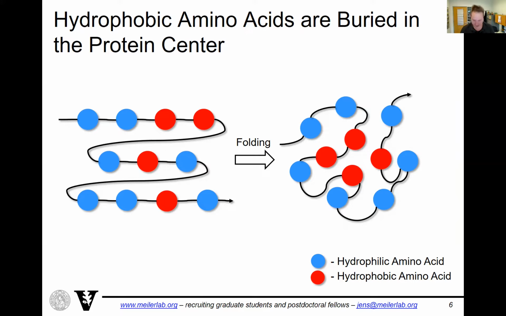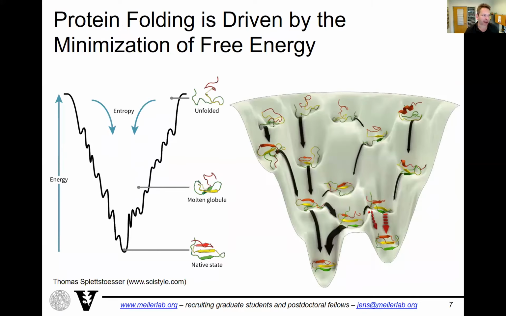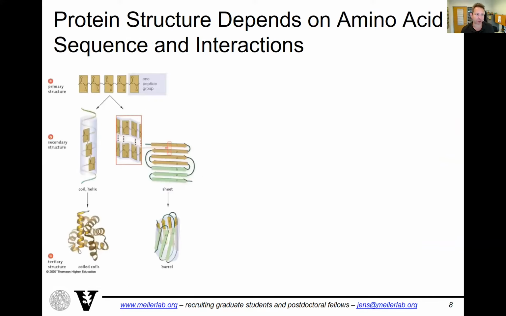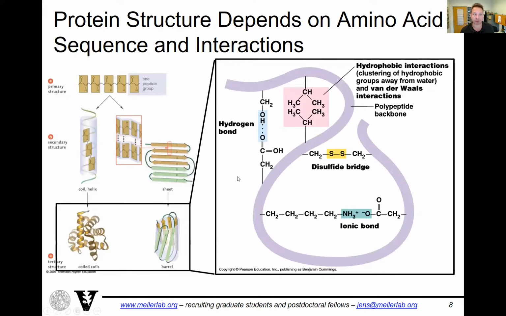This initial entropic hydrophobic collapse is followed by very specific enthalpic interactions made within the protein to stabilize the native state, the structure that is ultimately going to be biologically active. And so this structure is driven by very specific interactions such as hydrogen bonds, van der Waals interactions, disulfide bridges, ionic bonds, and they need to adopt a very precise geometry to minimize the overall energy. And this is what drives protein folding.